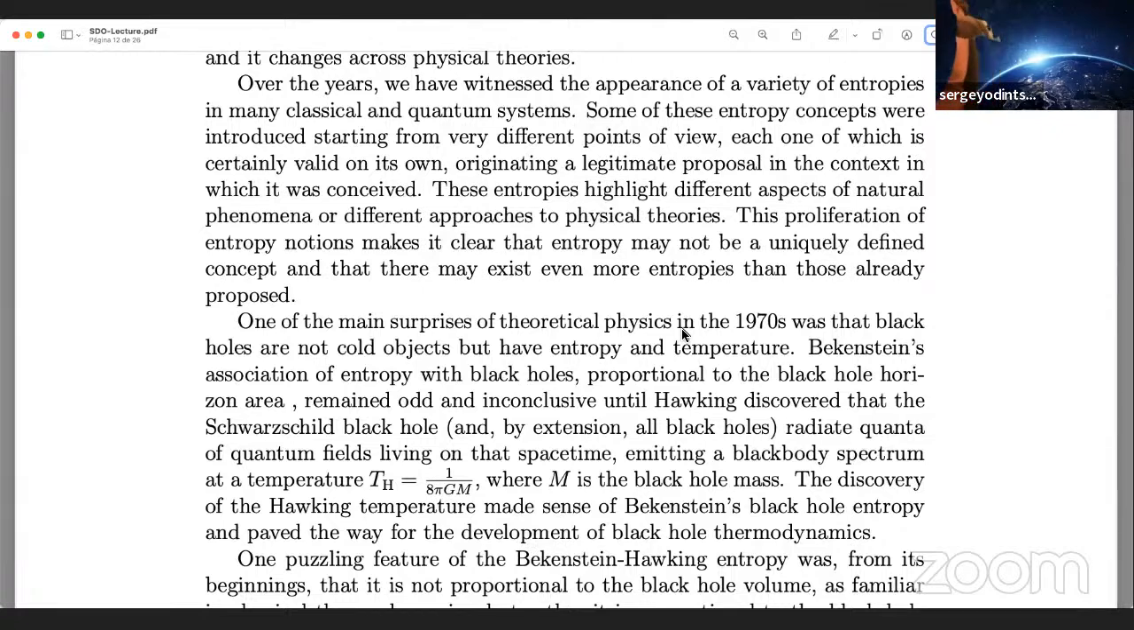It was not considered as an interesting proposal, so it was not very well accepted, and it was just considered as speculation. After that, Hawking, when he studied Schwarzschild black hole, and after that he extended it to other black holes, he found that black holes radiate quanta, and they emit black body spectrum with temperature of that formula, where m is black hole mass. Okay? So after that, that discovery of quantum radiation from black holes made sense of black hole entropy, because in that way we can indeed apply classical thermodynamics to black holes.